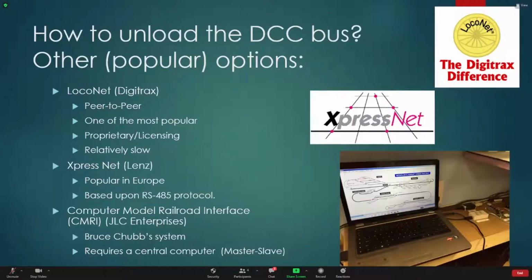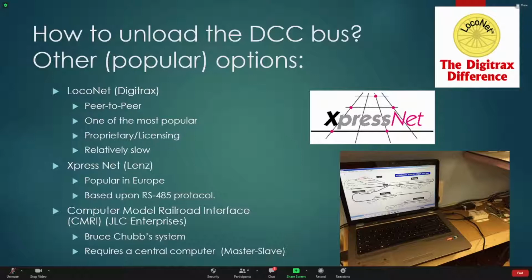All right, you say, well, so what, Kurpanek? That's something that's been solved many times over. There's other options out there, and that's true. Some of the popular ones are called LocoNet and ExpressNet and CMRI, and I'll go through each of those. So LocoNet's probably the most popular, at least in the US. It is a product of Digitrax initially, and I believe now they've opened it up. I'm not sure if it's proprietary licensing or not, but there are other companies that make components for LocoNet.